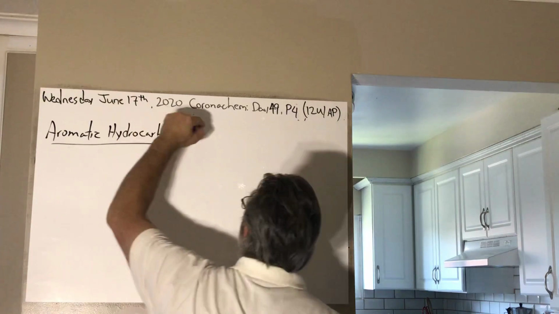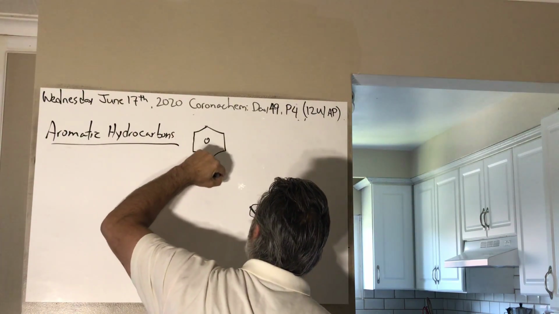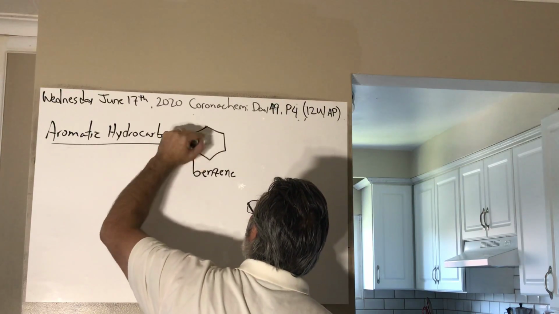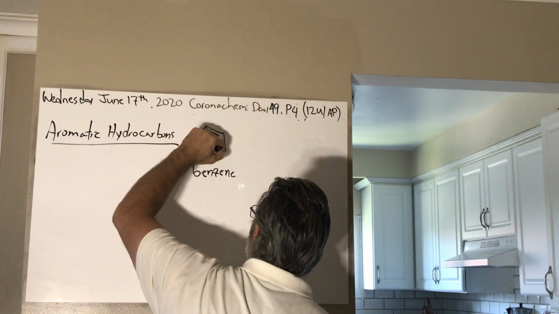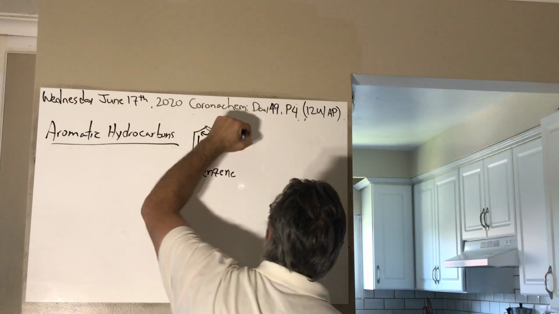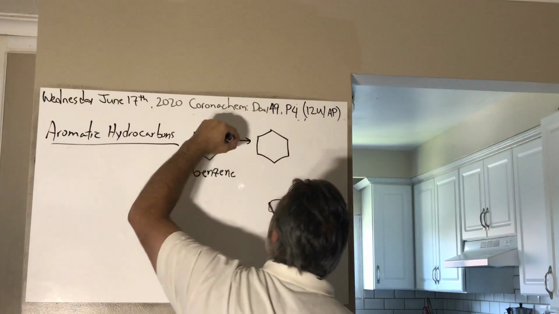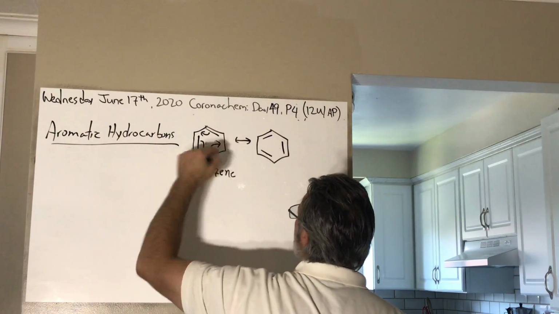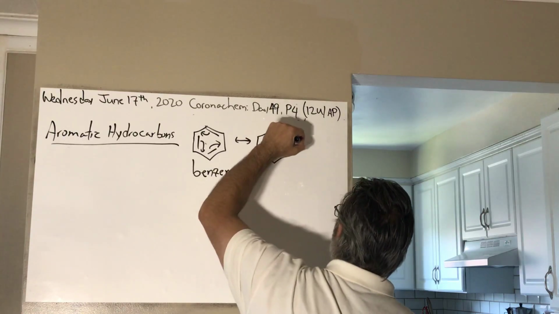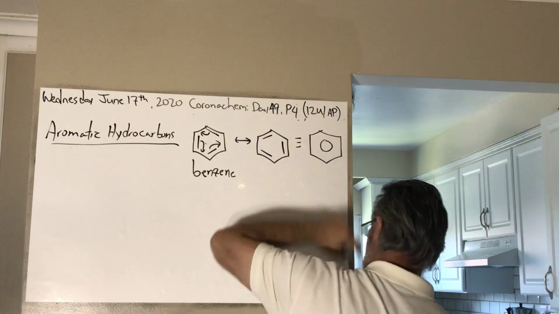So you'll see things like benzene. That circle means there are 3 double bonds in there, and they continuously delocalize. Basically you can draw 2 structures that are equivalent, and the best way to symbolize that is to just make a circle.